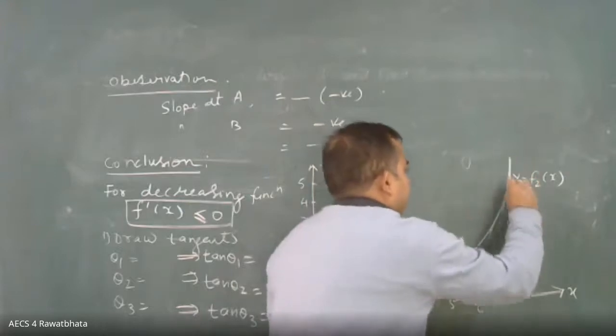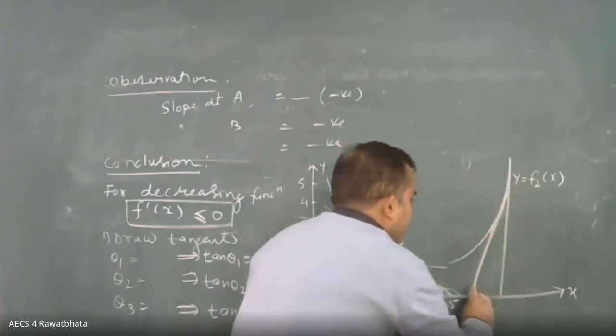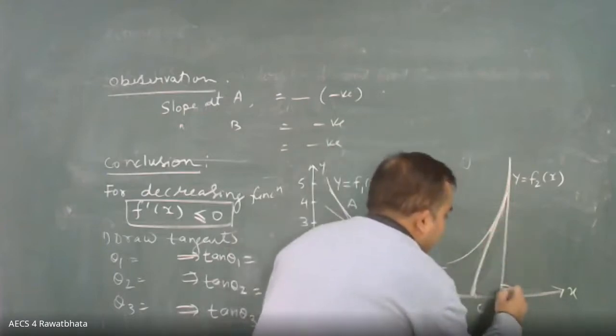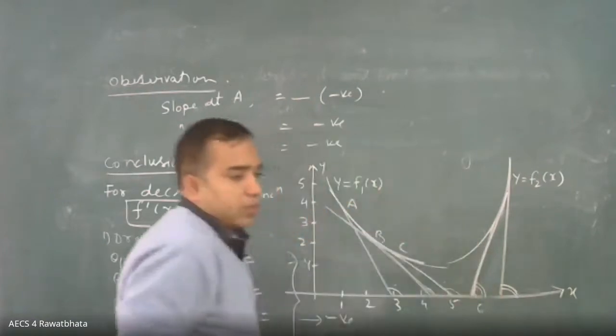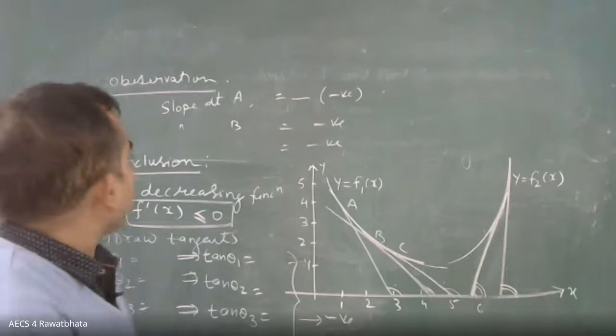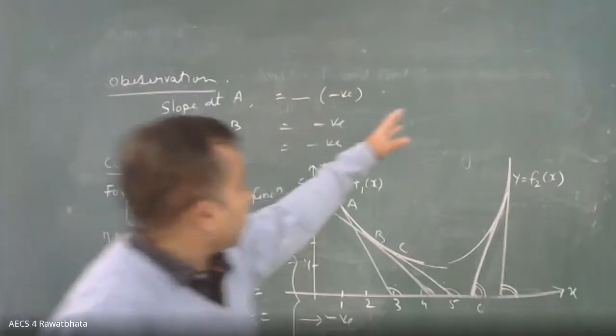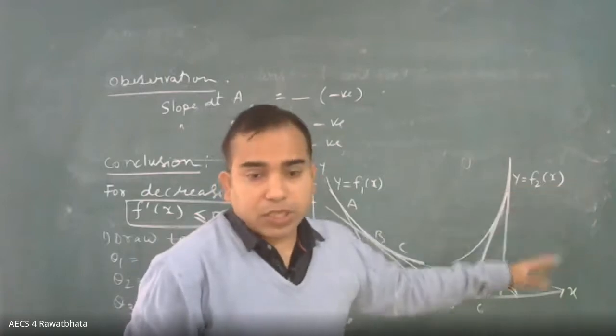Okay, this is one tangent, suppose. This is another tangent, one more. So if you find out this angle, this will be an acute angle. This also will be an acute angle. So its tan will be positive. Correct. And then you can write in observation that slope at this point, you can give some name, something else, C, D, E.